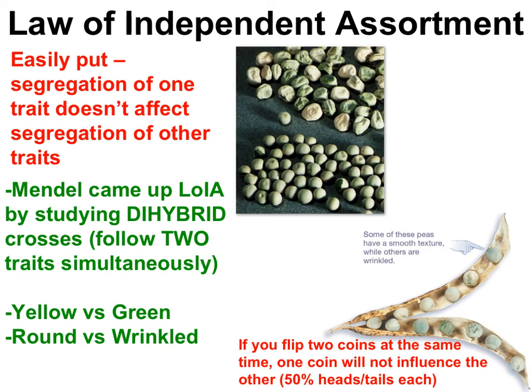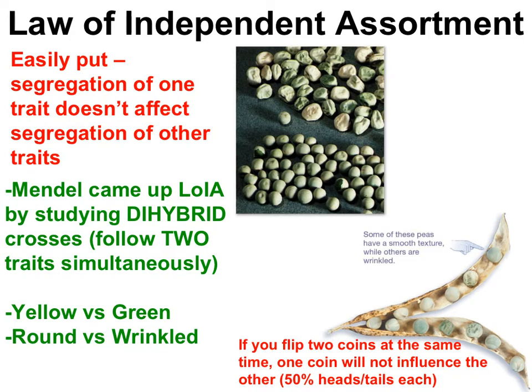Mendel's second law of inheritance is the law of independent assortment. What this law says is that the segregation of one trait doesn't affect the segregation of any other trait. In other words, just because a gamete gets one paternal allele doesn't mean that the gamete will get paternal alleles for all of the genes. There will be a mixture of maternal and paternal alleles.